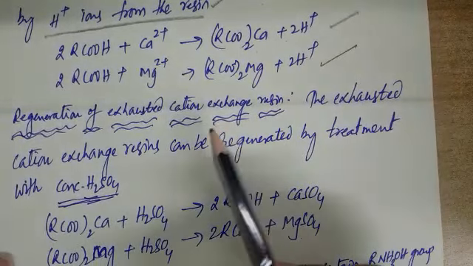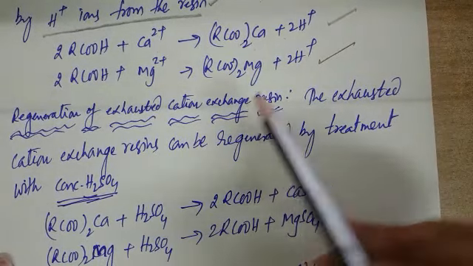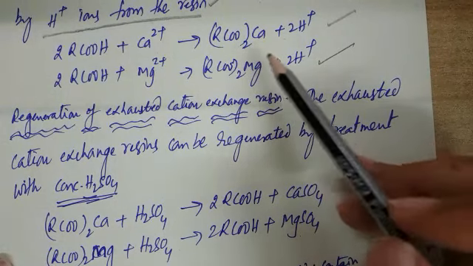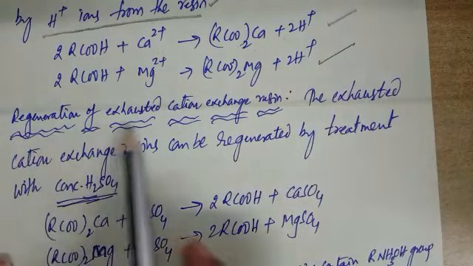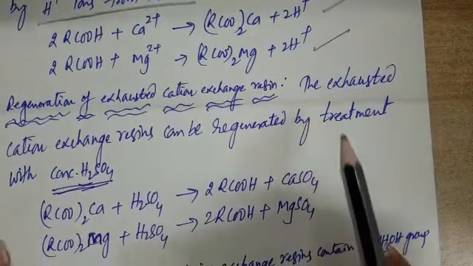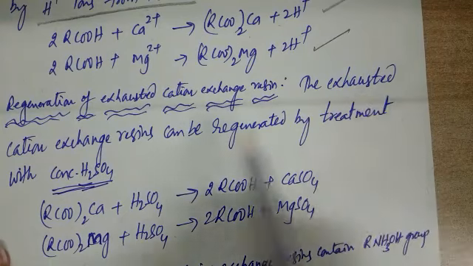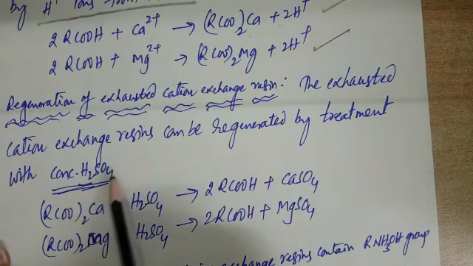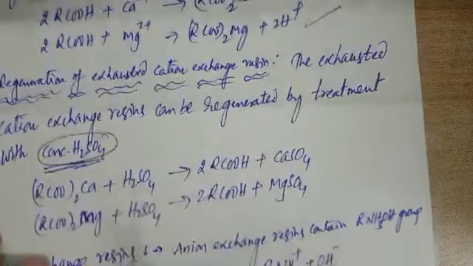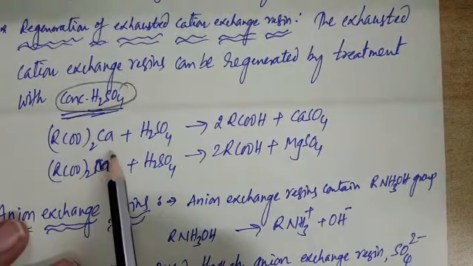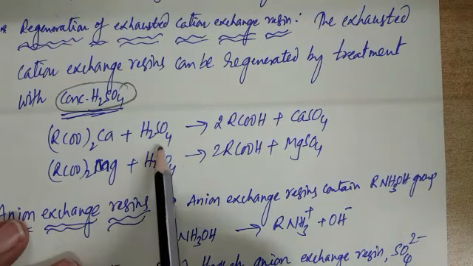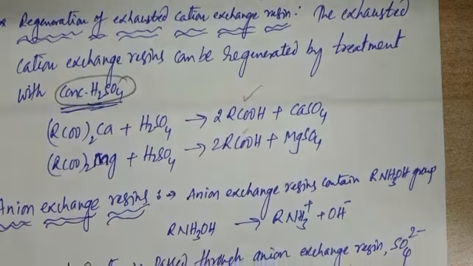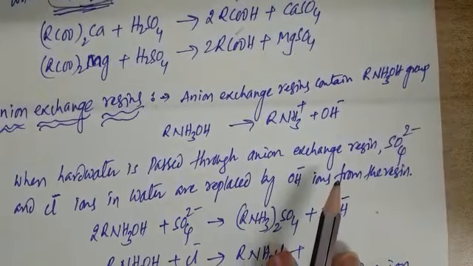Next, after some time the resins are not going to work. What does it mean? Exhausted cation exchange resins. How can you regenerate exhausted cation exchange resins is a very important bit. The exhausted cation exchange resins can be regenerated by treatment with concentrated sulfuric acid. See the reaction: (RCOO)2Ca or Mg reacts with H2SO4 forming RCOOH. This is again ready. Okay, now let us discuss anion exchange resins.